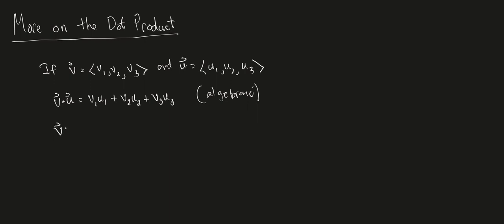Alternatively, the dot product of V and U can be written in terms of magnitudes and angles. And so this is the magnitude of V times the magnitude of U times the cosine of the angle between the vectors. And this is the geometric way of looking at a dot product, right? So let me draw a picture that goes along with this.